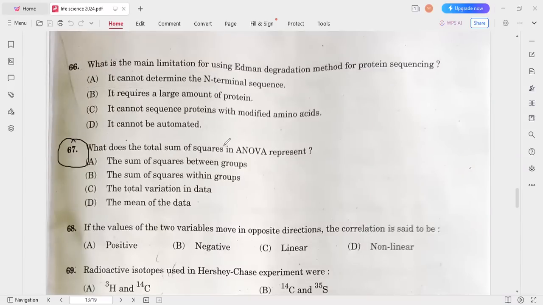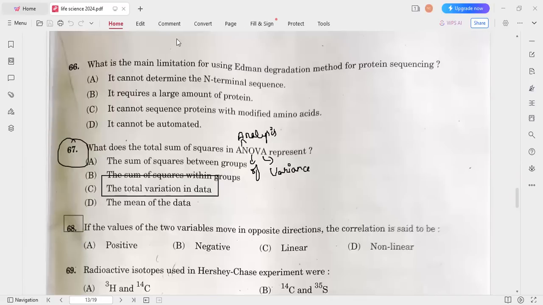What does the total sum of squares in ANOVA represent? So here ANOVA is nothing but AN means analysis of, VA means variance. So here the total sum of squares in ANOVA will represent the total variation in data. Okay, that is analysis of variance, which indicates the total variation of data. That's why option C is the correct answer for question number 67. Okay, so now question number 68.